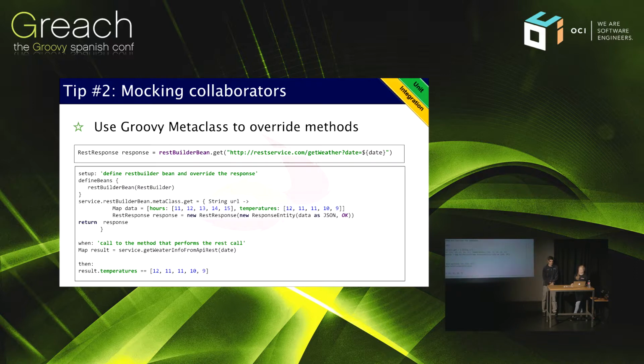We have seen how to mock and override services and methods using the mock implementation. In the next example, we would like to show how to use the Groovy metaclass to override it. We are overriding our REST call, defining the REST builder bean in the define beans method. After that, you can apply the metaclass to the bean, add the method, in this case the get method, and put inside all the necessary things to simulate a response. And after that, you can check the other logic concerned with the response from the REST call.